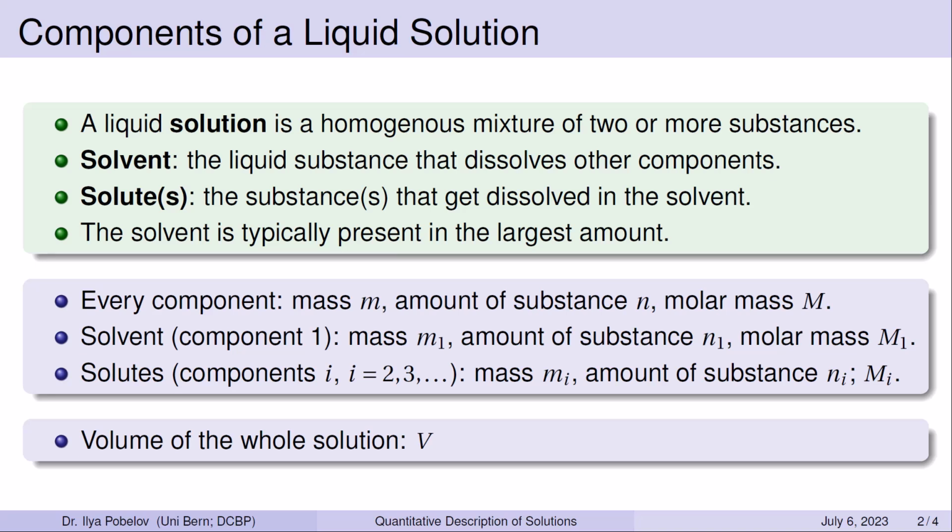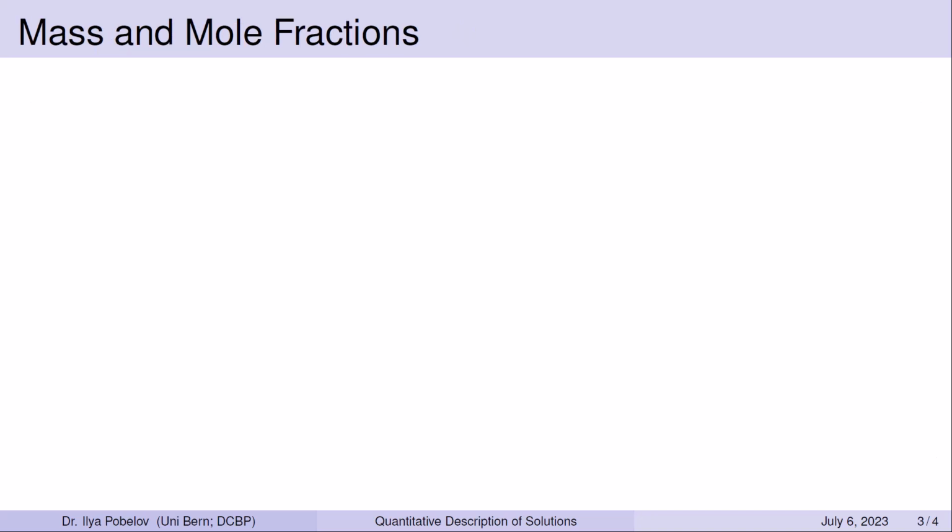Unlike mass and amount of substance, the volume of a solution is not additive. If we mix a few substances to create a liquid solution, the volume of the solution will not be a sum of the volumes of original substances. The composition of a solution can be described using mass and mole fractions, which are defined as follows.